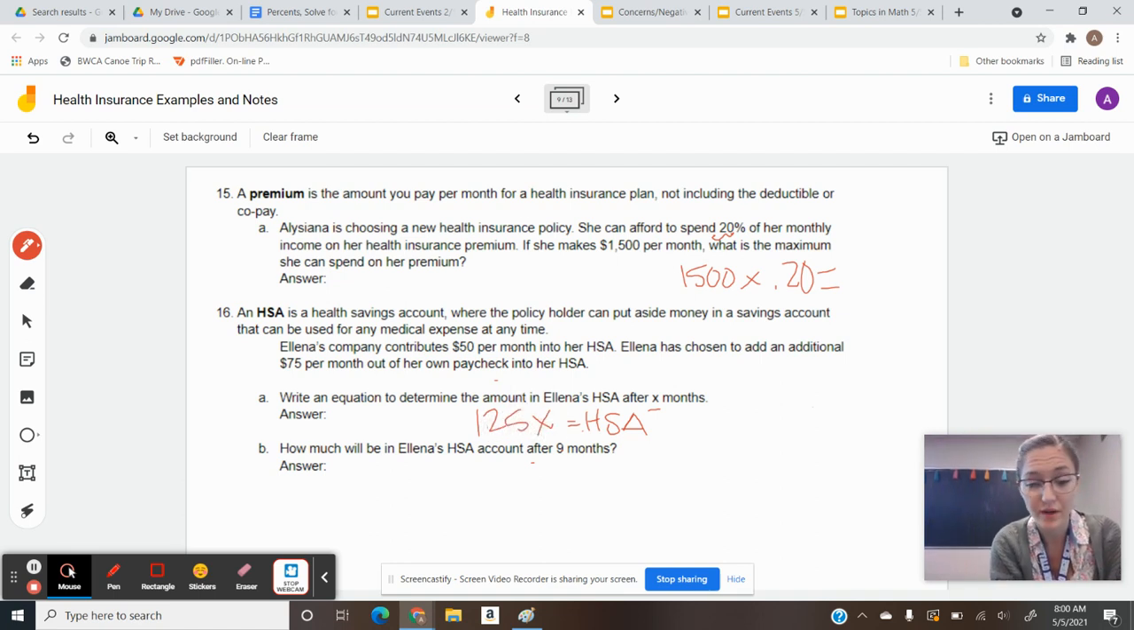Now you're just going to use that equation to figure out how much she would have after 9 months. Remember, X represents months, so we're just going to replace the X with 9 because that's how many months she's saving up for. Must be having a baby or something. To figure out how much is in her HSA.